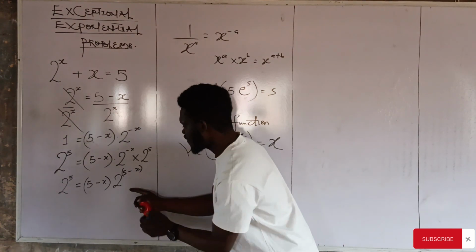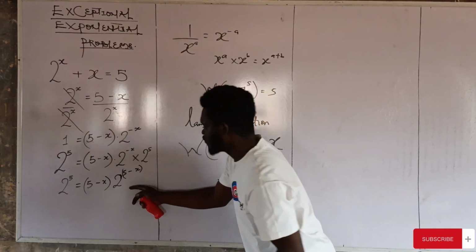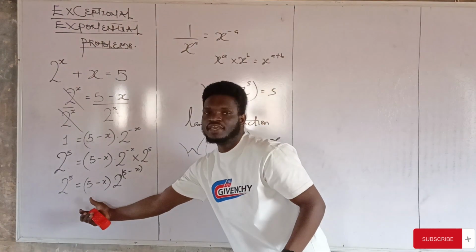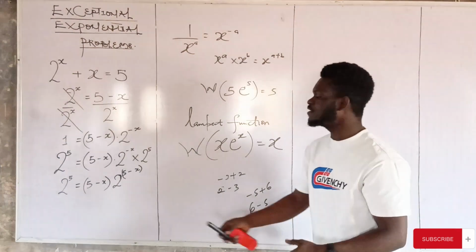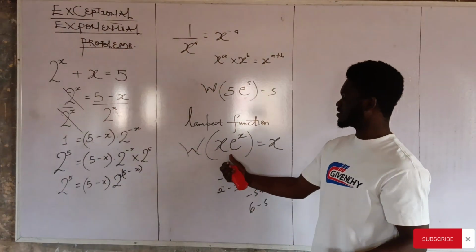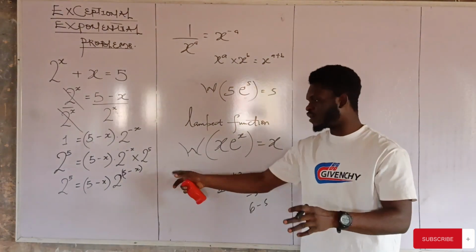Now if you observe carefully, we have the base, we have the power, but we are having 2, and we cannot apply any method here. What you need to understand is the Lambert function. How are we going to apply the Lambert function? This is where the problem comes.